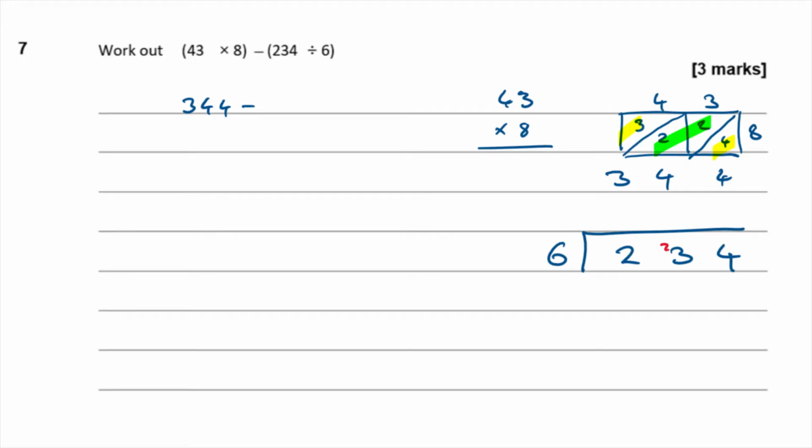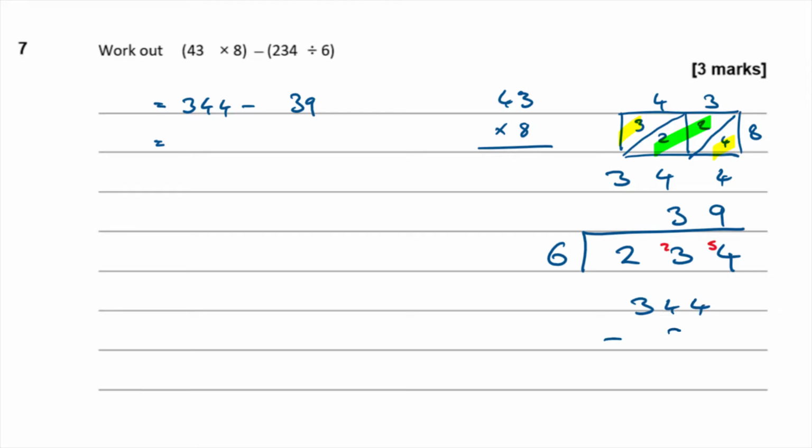6 is into 23. That goes in 3 times, isn't it? 3 6's are 18. So then that leaves me a remainder of 5. And then 6 into 54, that goes 9 times, doesn't it? So that's going to give me 39. So I've got 344 from the first bracket. I've got 39 in the second bracket. So now I need to do 344 minus 39.